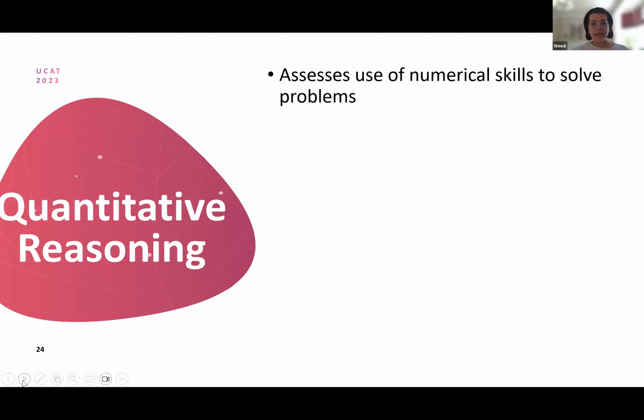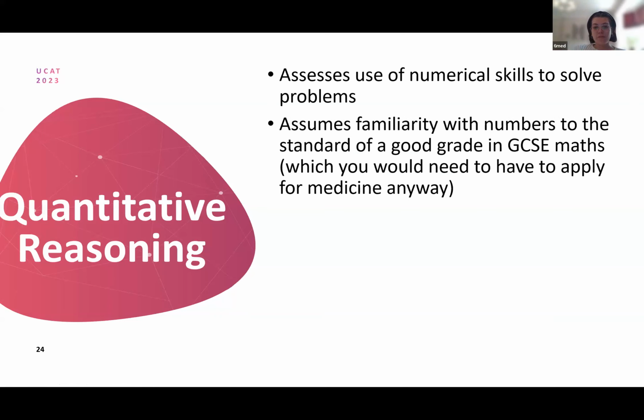Quantitative reasoning is what most of you will find the easiest section. As I mentioned before, I didn't do A-level maths, but I also find it the easiest section. I scored 890 in my quantitative reasoning, and it basically just assesses your basic use of maths, which is important when you're a doctor because you will be doing drug calculations, etc.